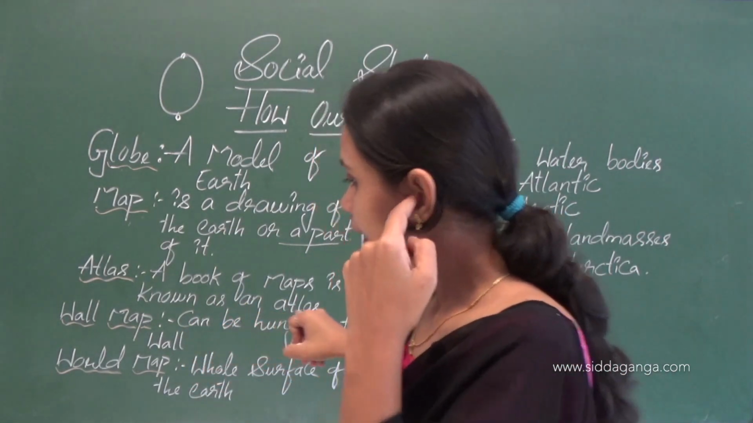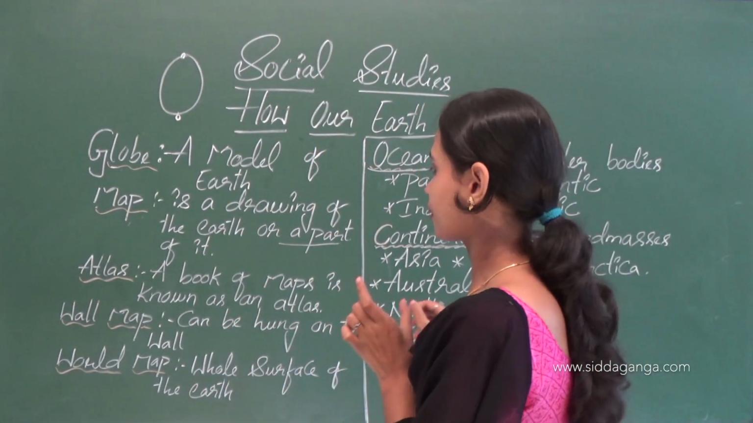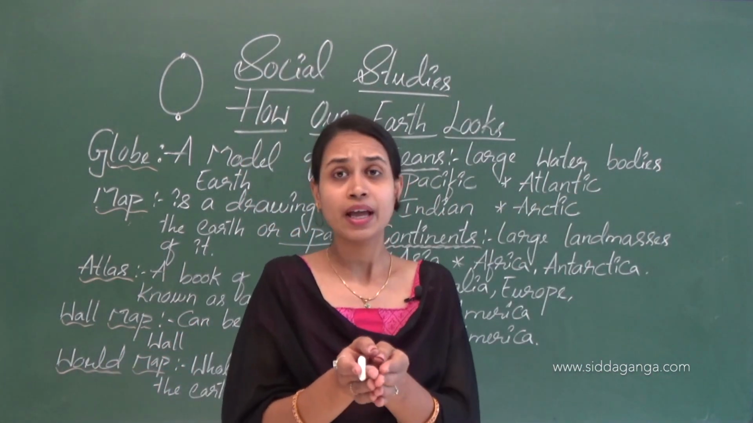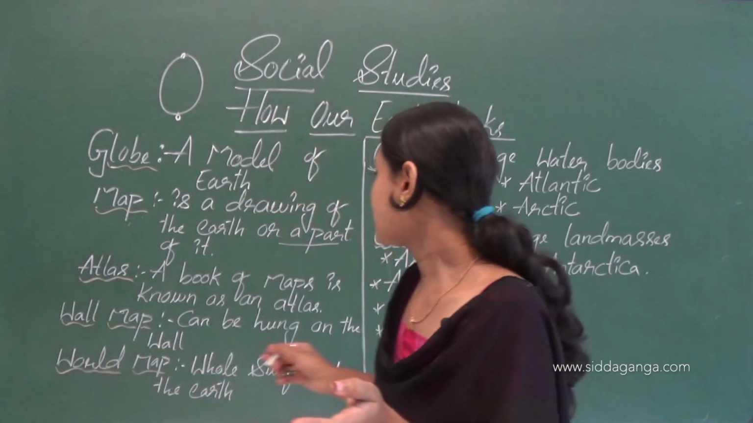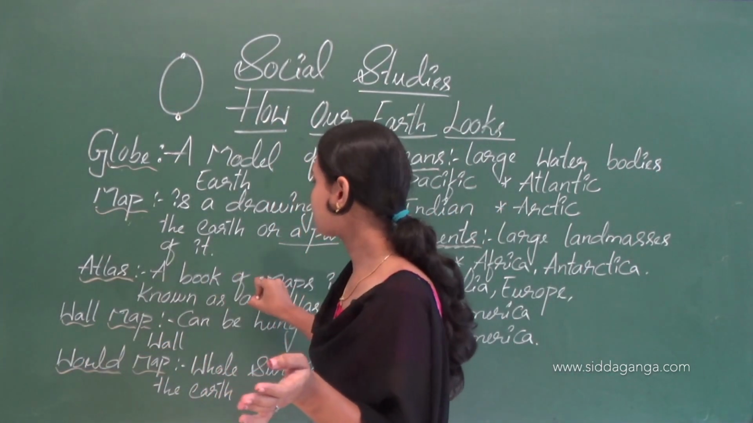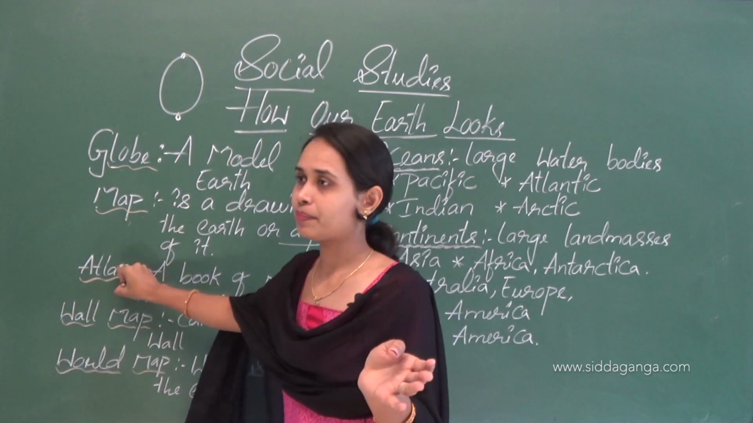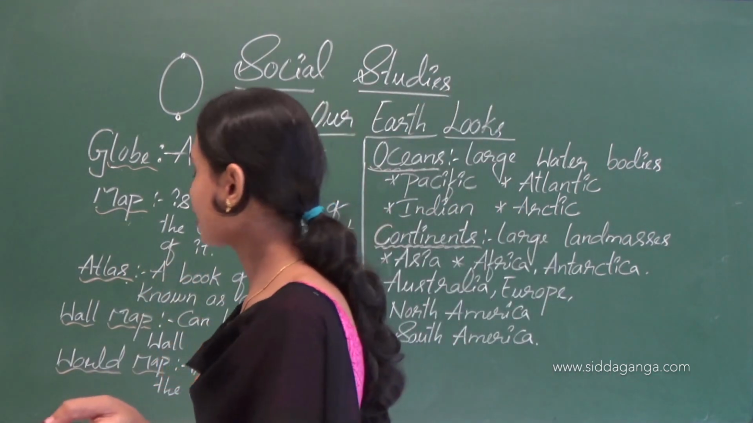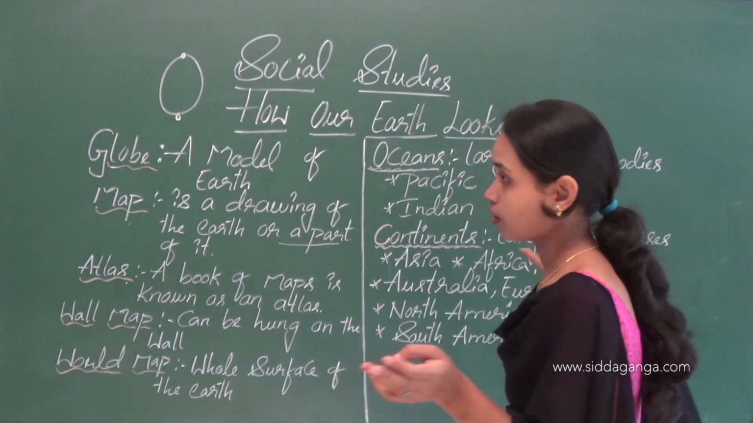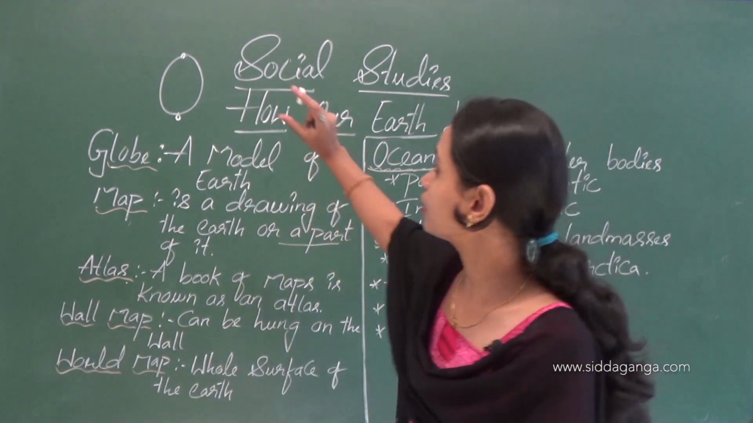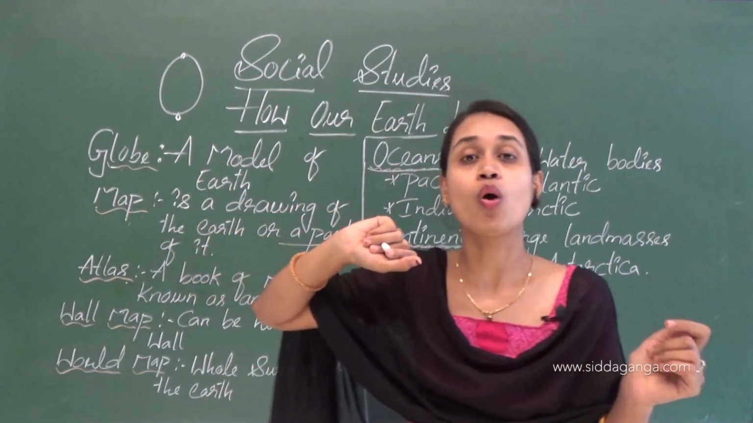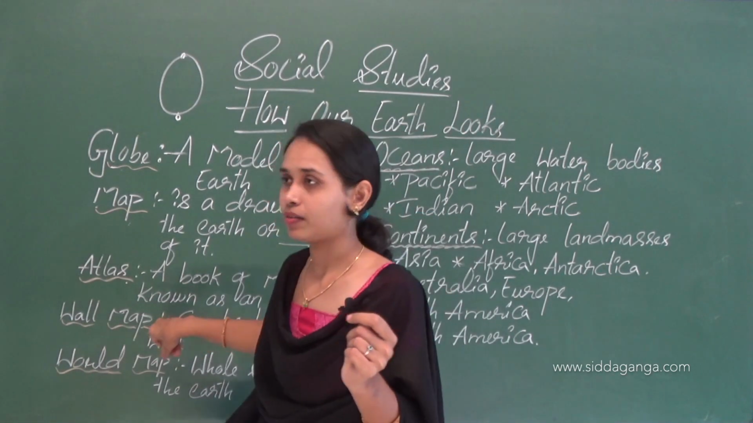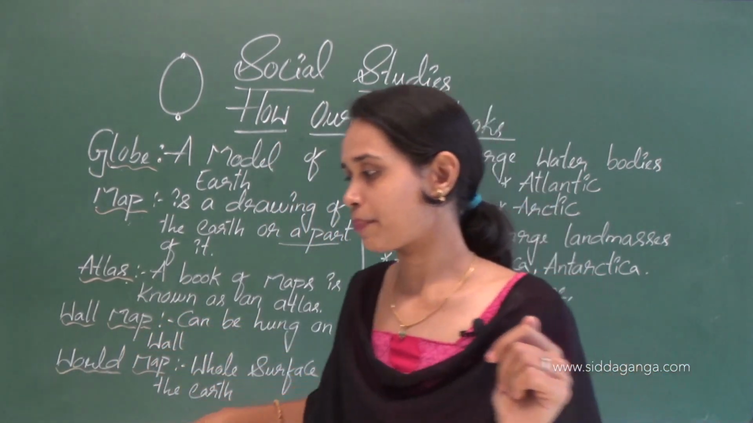And here a book of maps is known as an atlas. Atlas means complete; we can see the complete maps here. So this book is called an atlas, okay. A map which can be hung on the wall, we can easily hang it on the wall, so it's called a wall map, okay.